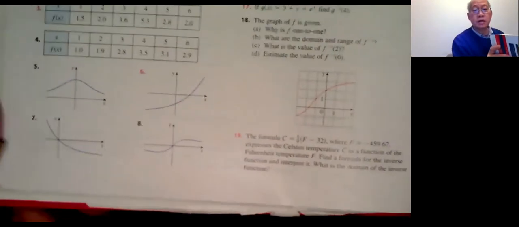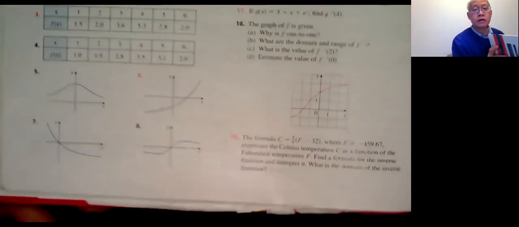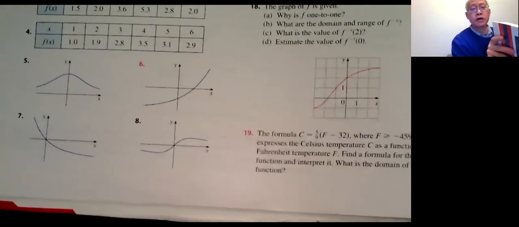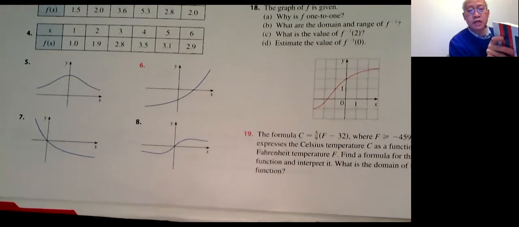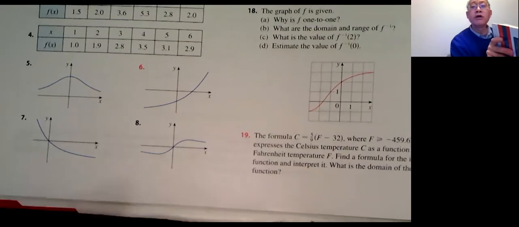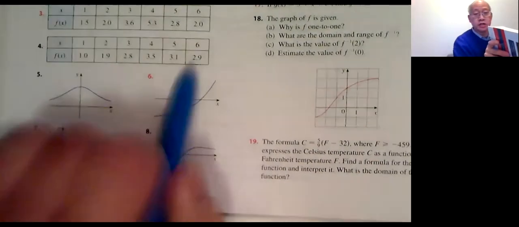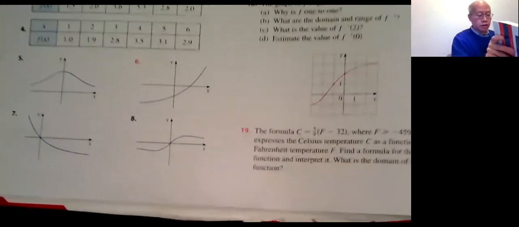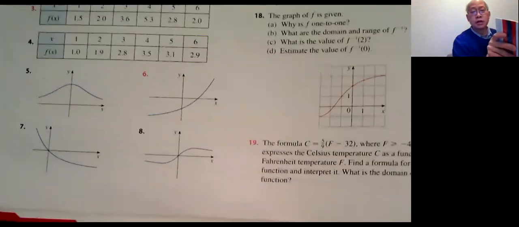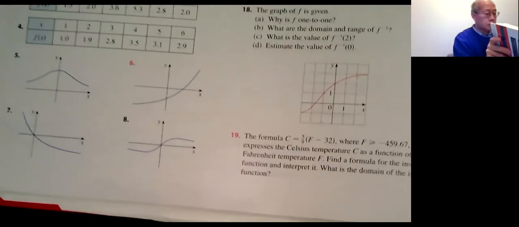Okay. 5, 6, 7, 8 are very easy. Are they 1 to 1 functions? You're just looking for the horizontal line test. By the way, 5, 6, 7, 8, do you agree they're all functions, period? They all pass the vertical line test, right? But now we're asking for one-to-one functions. So does it pass the horizontal line test?